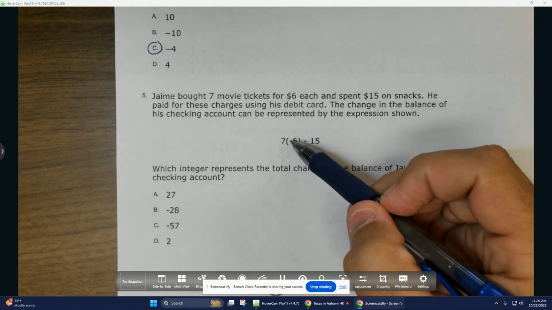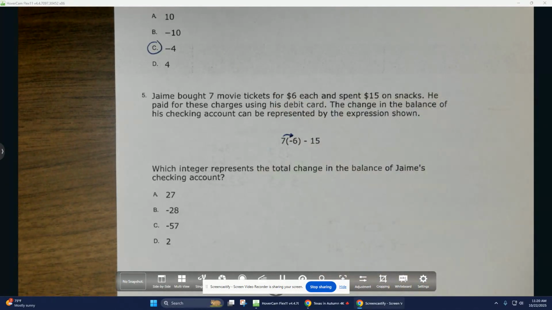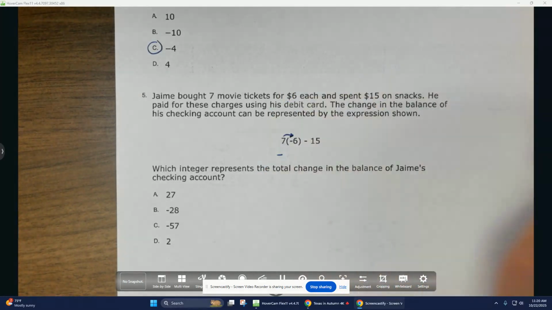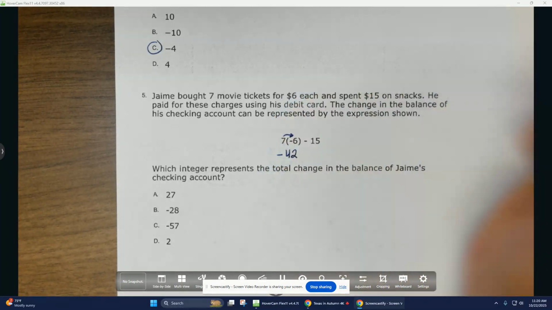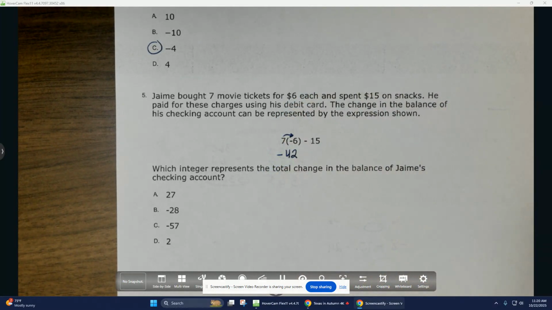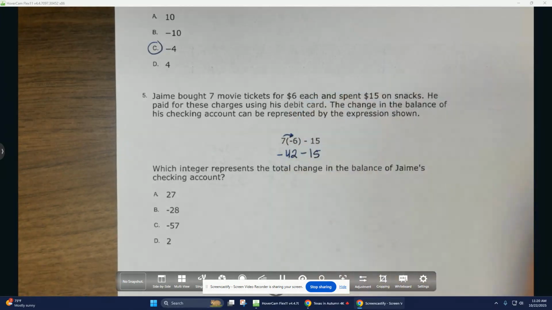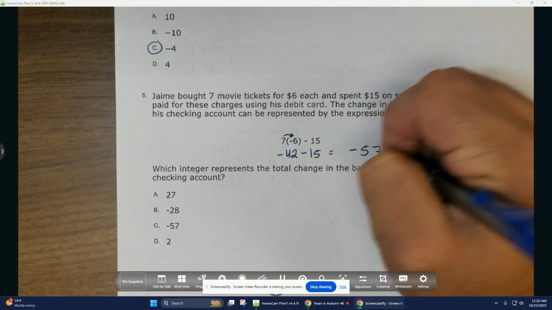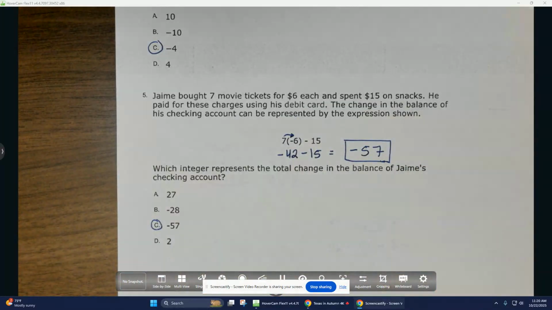Again, guys, number attached to a parenthesis, distributive property, multiply. Positive times negative is negative. 7 times 6 is 42. So you owe $42, and then you owe another $15. That means you owe $57. That's what we're looking for.